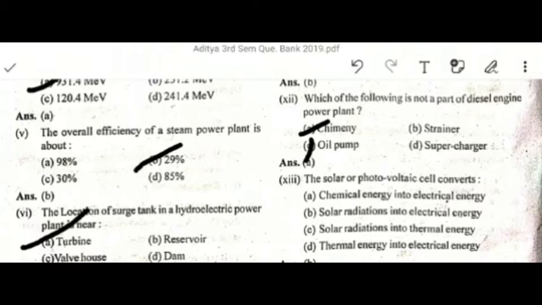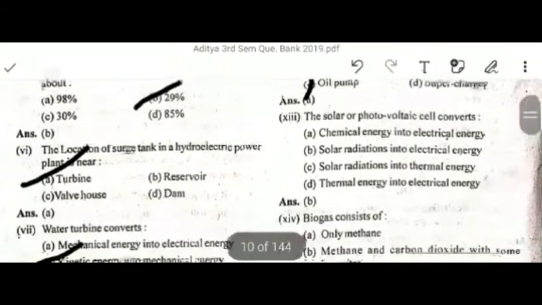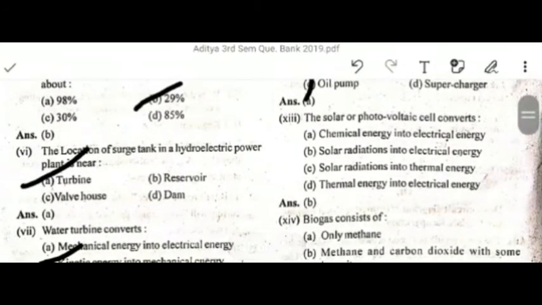Now in the 13th question: the solar or photovoltaic cell converts. You should know that in our homes and in any machines or any place, a solar cell converts solar radiation into electrical energy, from which we get electrical energy from any electrical source. So here option B will be the correct answer.